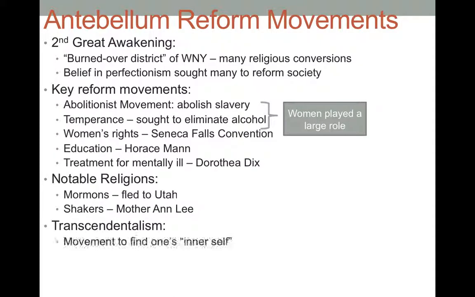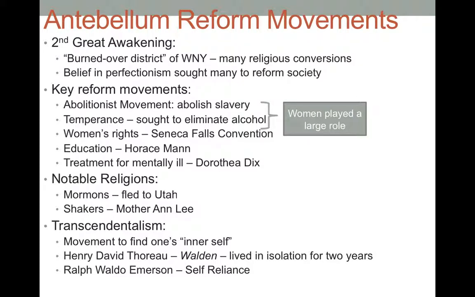So just prior to the Civil War, we have a lot of reform movements going on. The Second Great Awakening is really the impetus of all of this. People go to these revival movements, and they come home very encouraged to change things. And so from these, we get the abolitionist movement, the temperance, women's rights, education, and mental illness movements, all of these things. And women are playing a huge role because women are seen as the moral authority of the family. And so we're seeing lots of reforms in this.